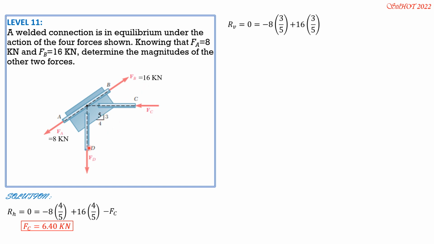FC is not involved, then minus FD. Then FD is negative 8 times 3 over 5 plus 16 times 3 over 5. So FD is 4.8 kilonewtons. So that's it.